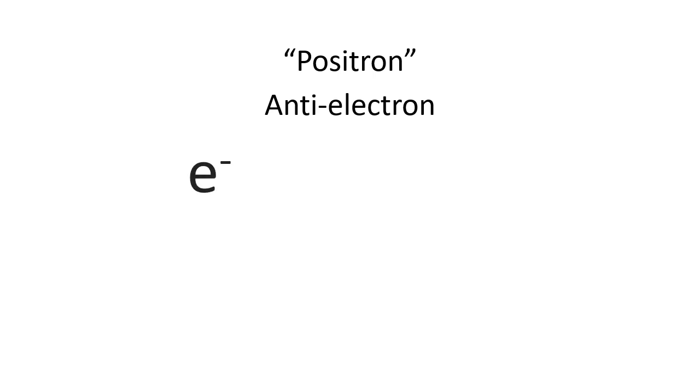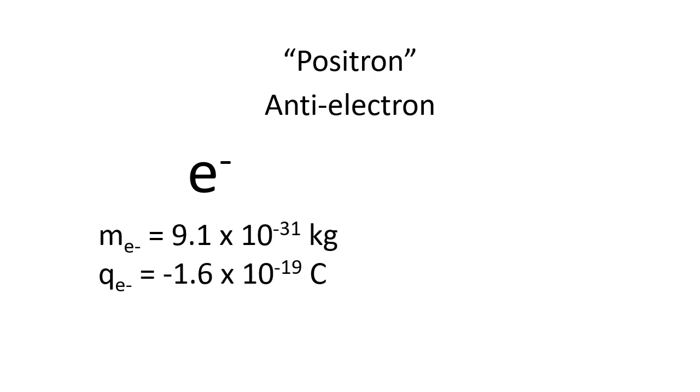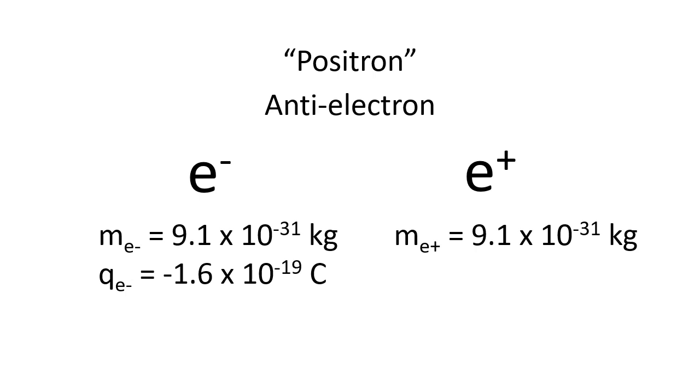Now, an electron, typically depicted as an e-, has a well-defined mass and charge of 9.1 times 10 to the negative 31st kilograms and negative 1.6 times 10 to the negative 19th coulombs, respectively. Now, a positron is typically depicted as e+, and has the exact same mass as an electron, but, as you might anticipate with the plus, an opposite charge with the same magnitude.